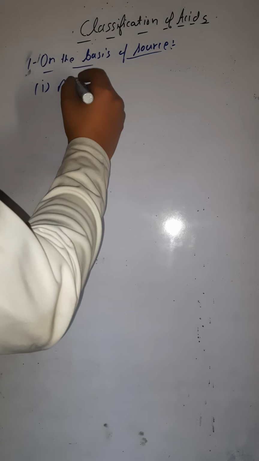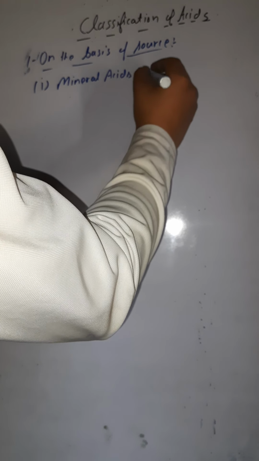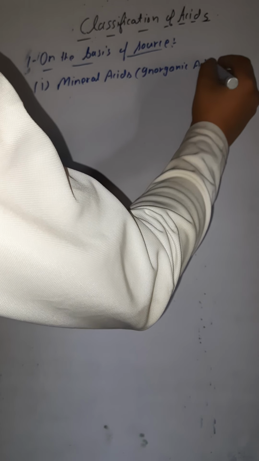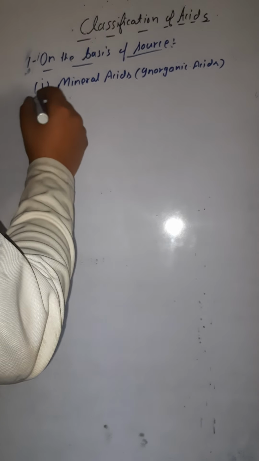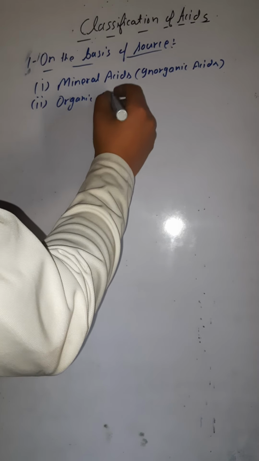The first one would be mineral acids, also called inorganic acids. And the second one is organic acids. Now one by one we will discuss both types of acids. Let's discuss the mineral acids first.